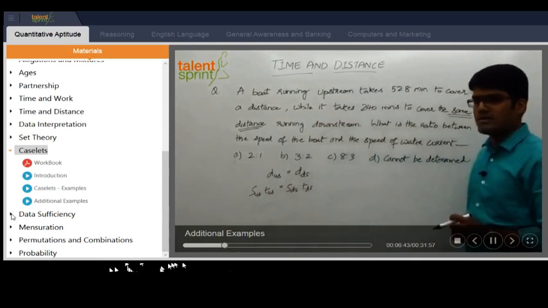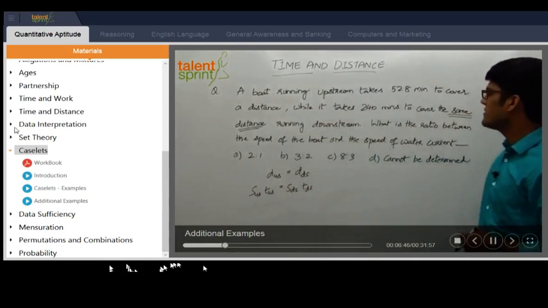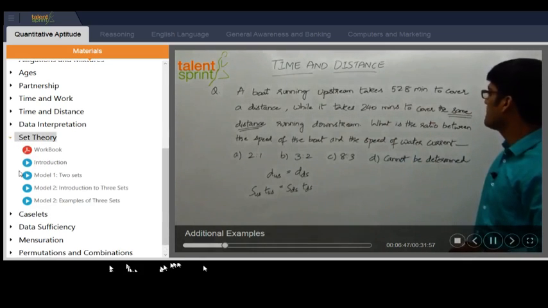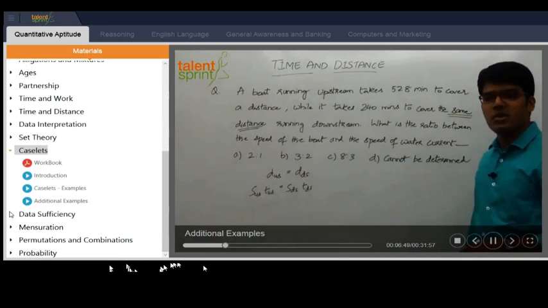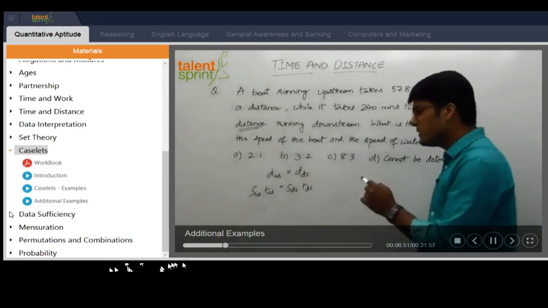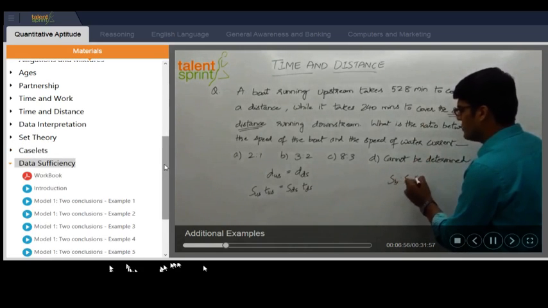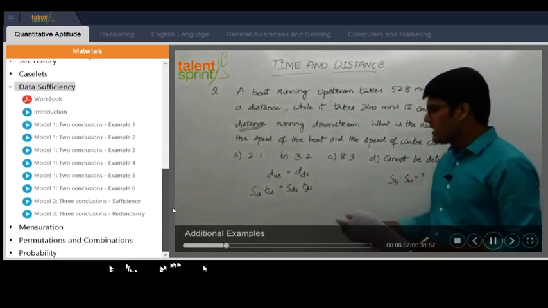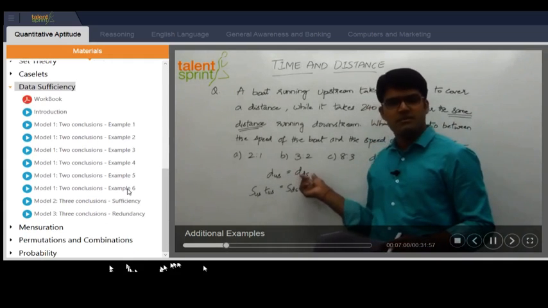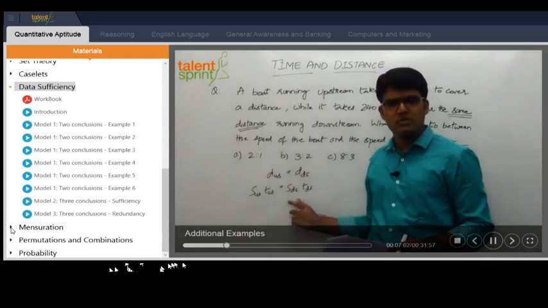Are you able to follow? Distance is speed into time. What is he asking us to find out? What is the ratio between the speed of the boat and speed of the water? So basically we need to find out the ratio between the speed of the boat and speed of the water current, right? SB is to SW equals to what? Now so far so good. Distance upstream is distance downstream, distance is speed into time, so we're just trying to equate that equation.